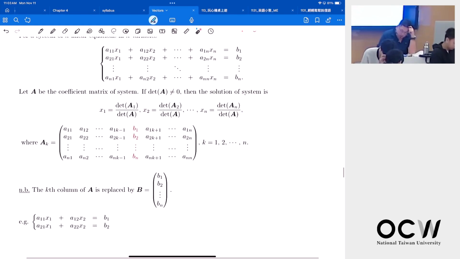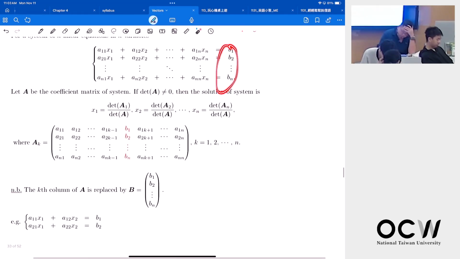And here, what are determinants A1, A2 to An? If I have a matrix called Ak, that means I just replace the kth column by B. So here should be A1k, A2k to Ank, but now I just replace that column by B1 to Bn.